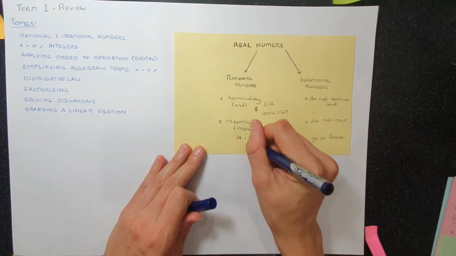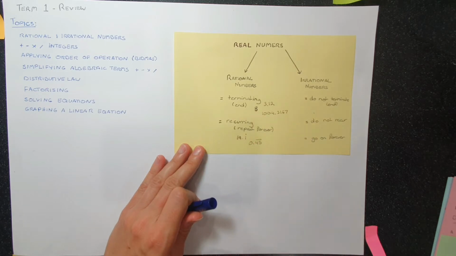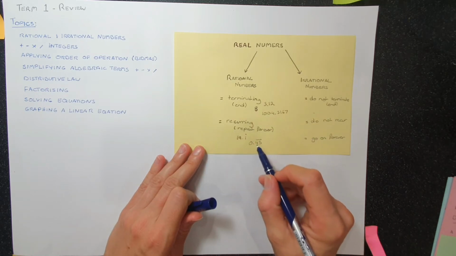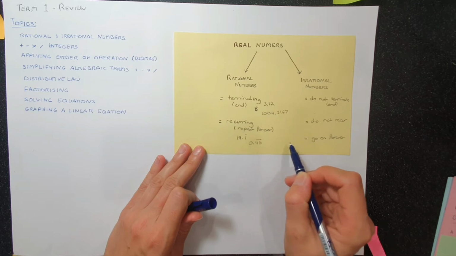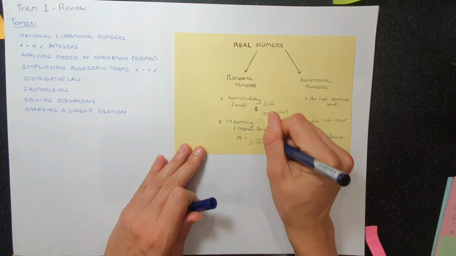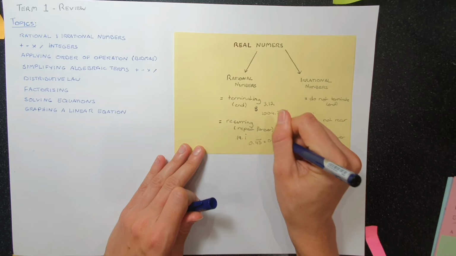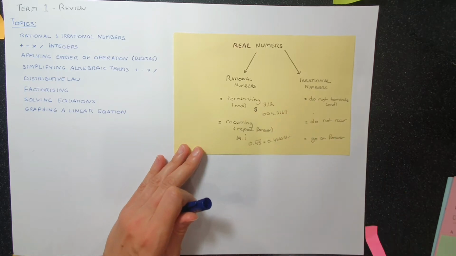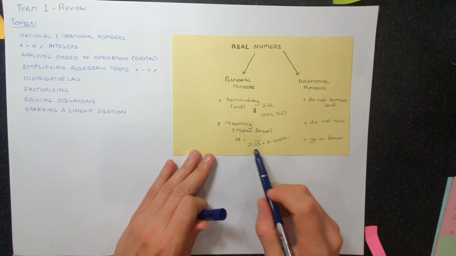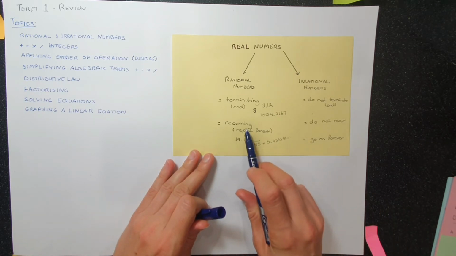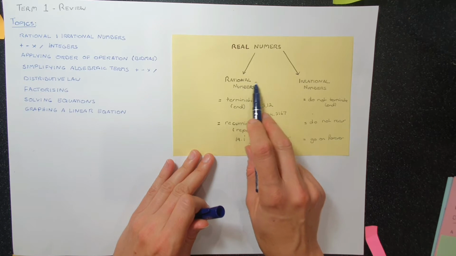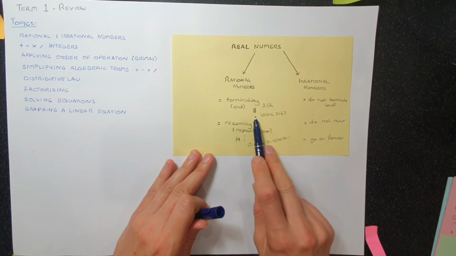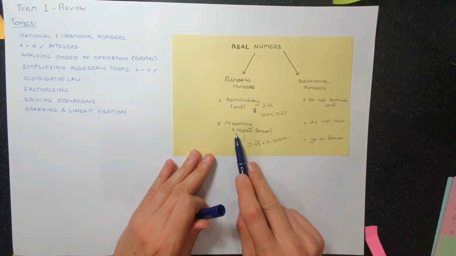This could also look like 0.45 recurring. That means 0.4545454545. So I'm going to write that in here so you can see that: 0.454545... So it goes on forever and ever. These are recurring numbers. Rational numbers consist of terminating numbers and recurring numbers.